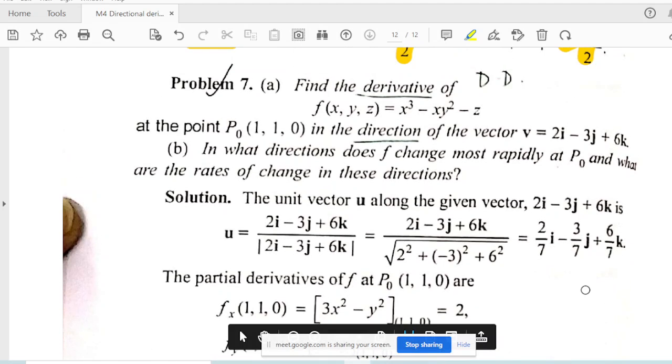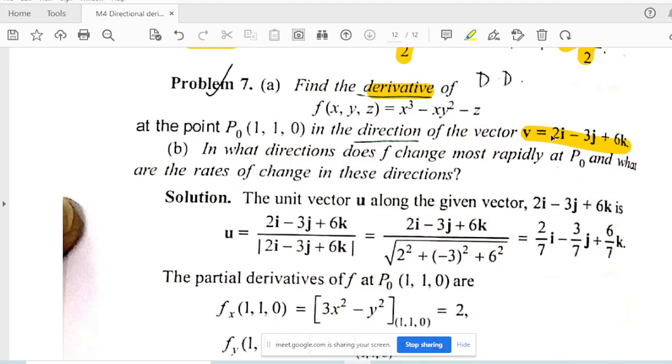So next we have a question very much similar. The next question is the same as what we just did. Important questions like this type are asked by many universities. Find the derivative of f of x, y, z equal to x cube minus x y square minus z at the point 1 1 0 in the direction of the vector v equal to 2 i cap minus 3 j cap plus 6 k cap. In which direction does f change most rapidly at p naught? What are the rates of change in the directions?